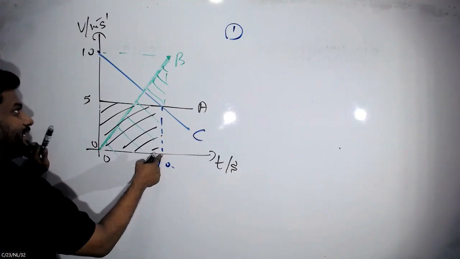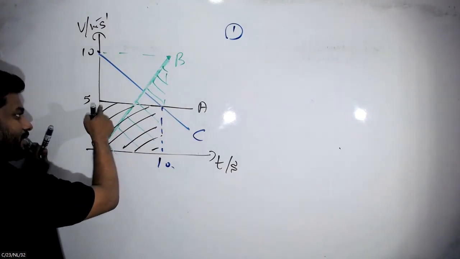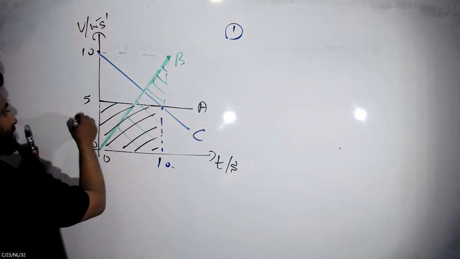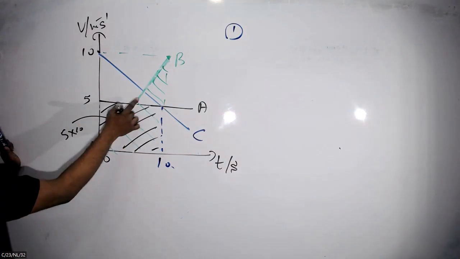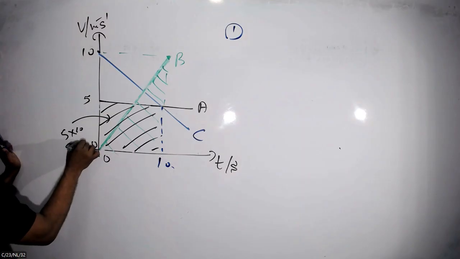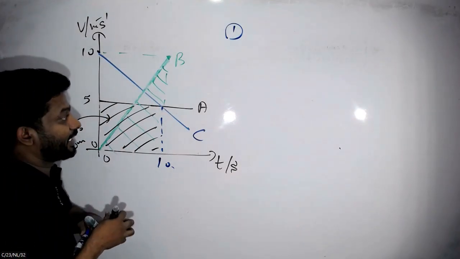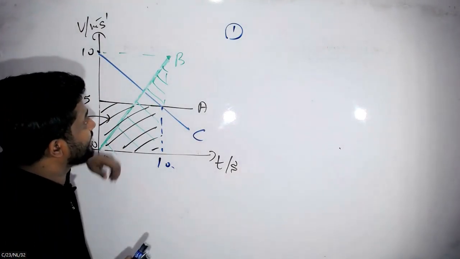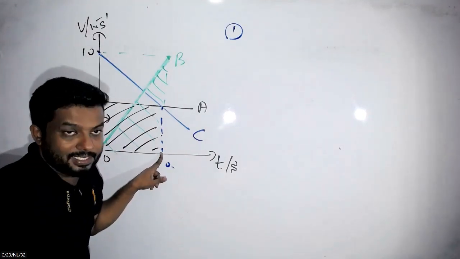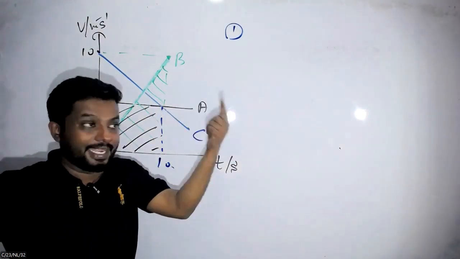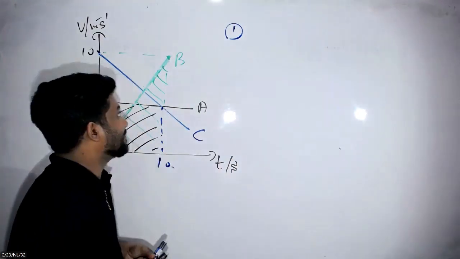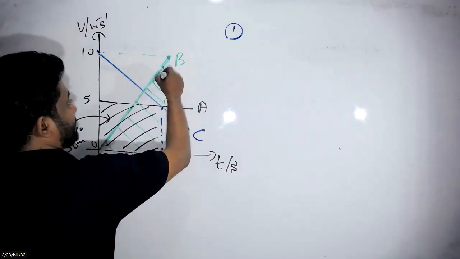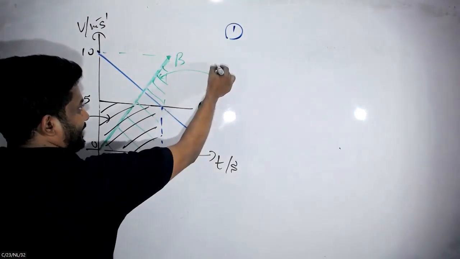If B passes A, the displacement taken by A is a rectangle, 5 into 10, the area under the curve, 50 meters. B should have that displacement. If B can acquire the same displacement at t equal 10 seconds, then the speed of B is greater than A, then B can pass A. Correct? Let's see the displacement of B at t equal 10 seconds.